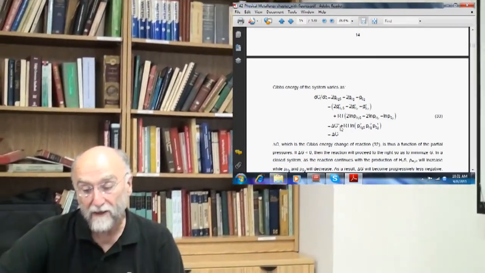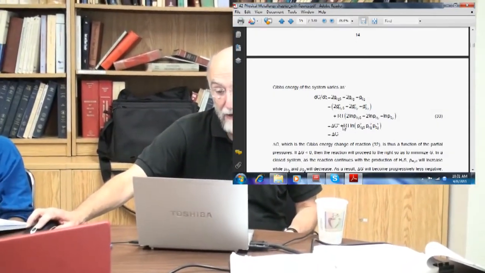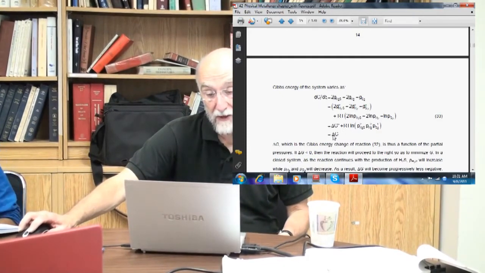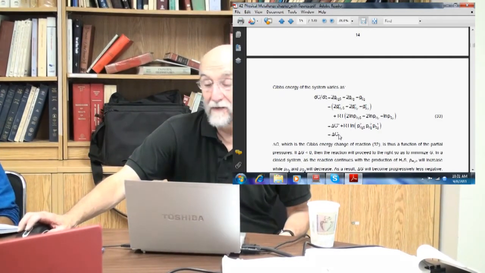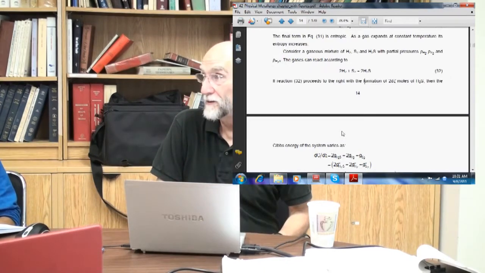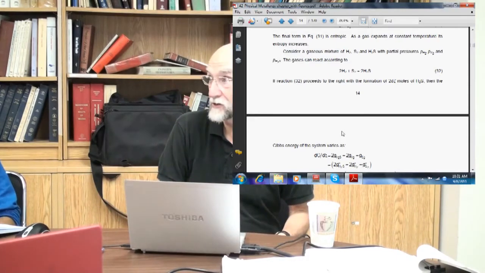Now delta G 0 I can get from tables of thermodynamic properties for the pure materials. And I plug in here the partial pressures. And then I determine whether delta G is positive or negative. If it's negative, then this reaction will proceed to the right with formation of H2S. Or if it's positive, it'll proceed to the left with formation of H2 and S2.